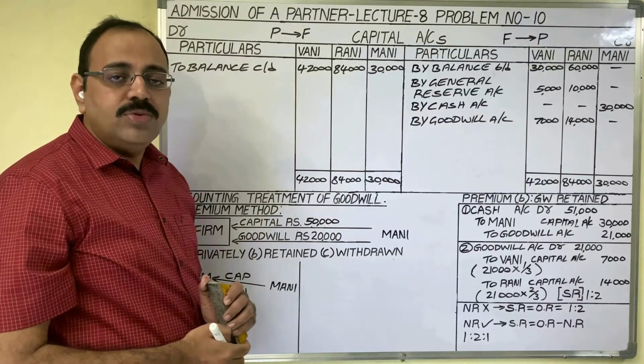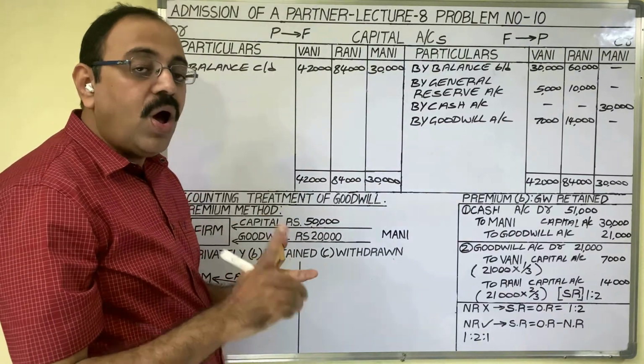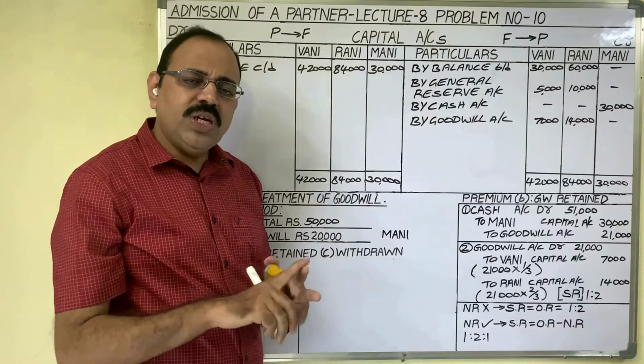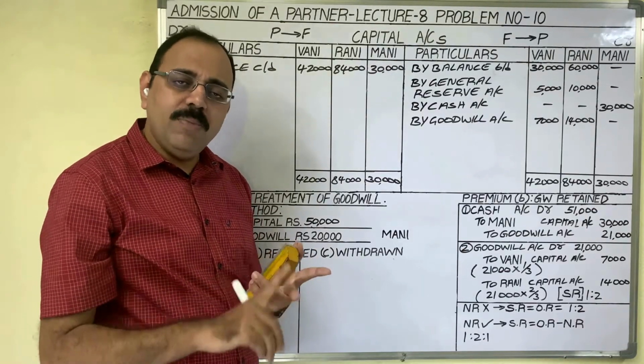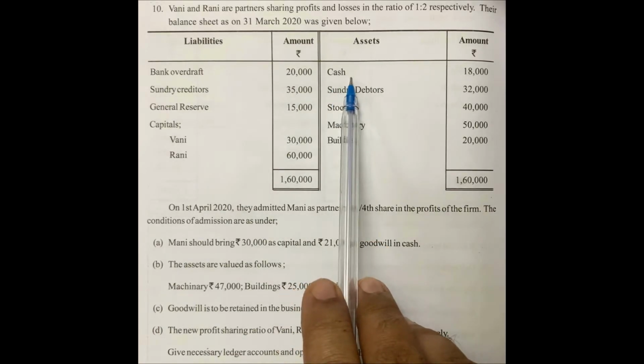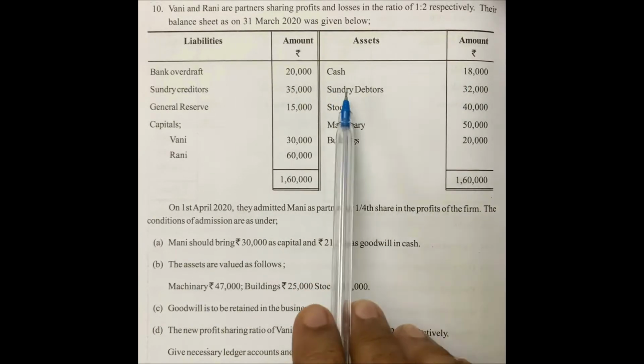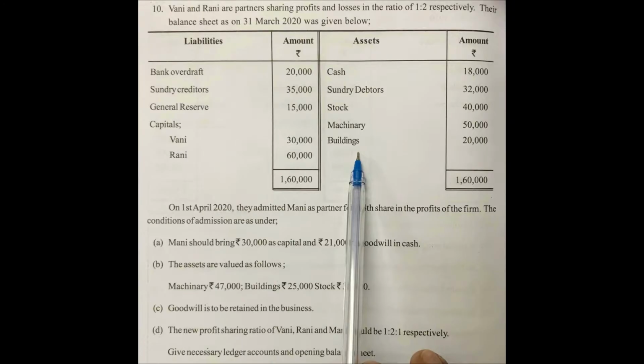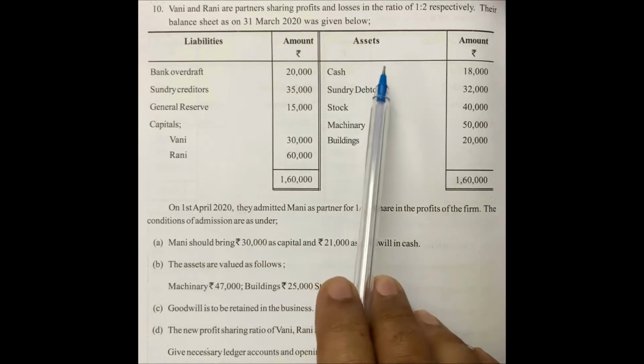After capital accounts, we have to prepare cash account or bank account. Now, which account we should prepare? Cash account or bank account? See the old balance sheet under asset side. Cash balance is given 18,000 rupees and bank balance is not given. Therefore, cash account we have to prepare in this problem.